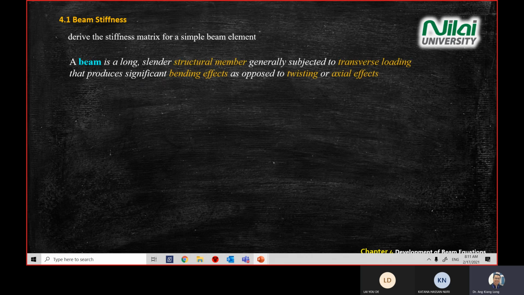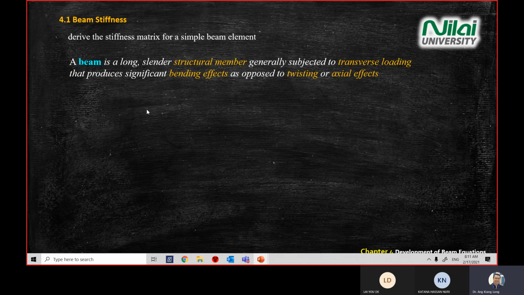Okay. So how do we define what a beam is? This is the textbook definition. You can download the chapter 4 tutorial question. It's already available on the Moodle, so you can download it while you're following through the lecture.